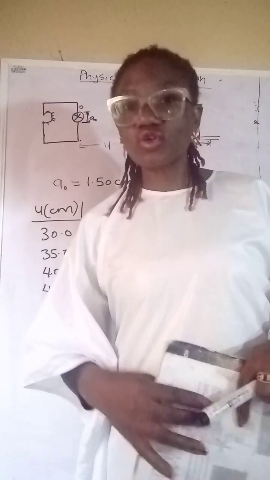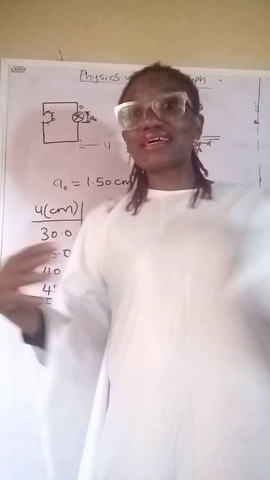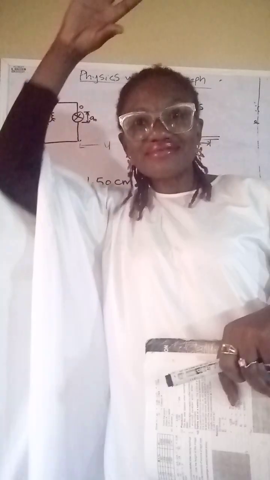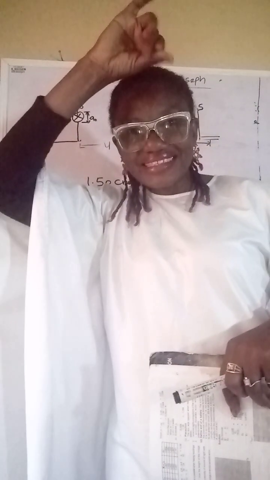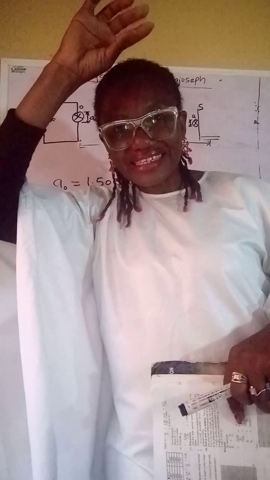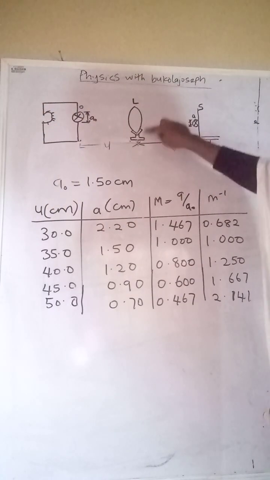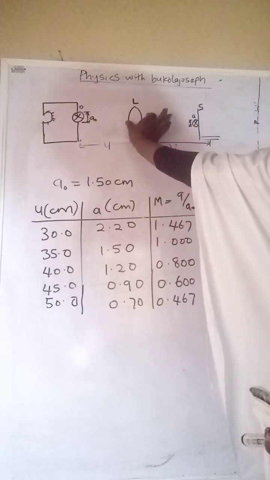Of course you know what a converging lens is. Converging lenses are those lenses that are thicker at the middle and smaller at the edges. They are thin at the edges, just like what we are seeing here. They are thicker at the middle.